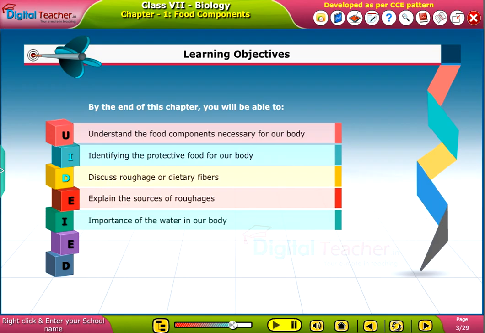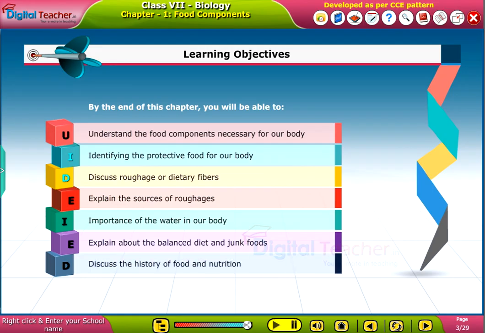Importance of the water in our body. Explain about the balanced diet and junk foods. Discuss the history of food and nutrition.